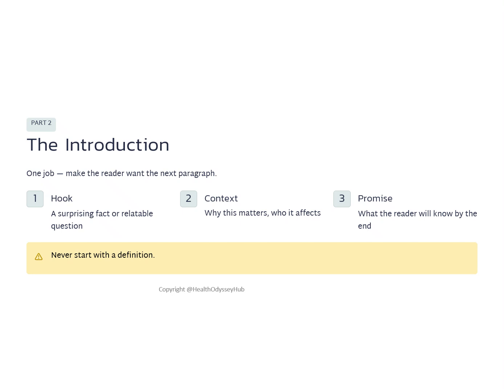Now, one thing to never do in a health article introduction is start with the definition. Okay, starting with a definition like diabetes is a chronic metabolic disorder characterized by elevated blood glucose is the fastest way to lose your reader in the first line. See, your reader came to you with a specific question. Please answer that. Do not give them a textbook first.